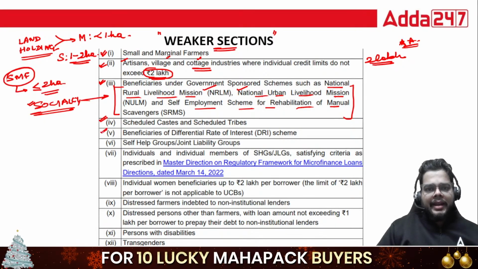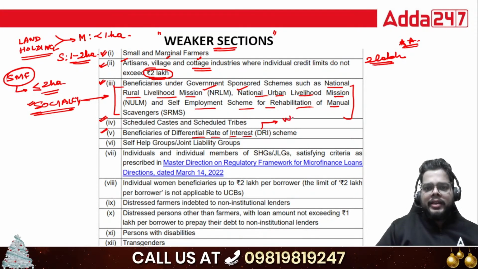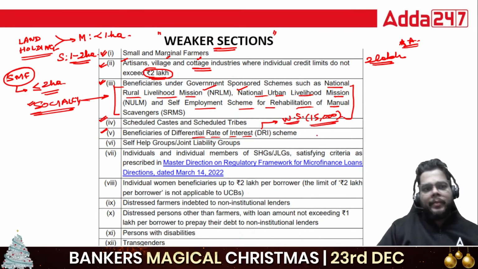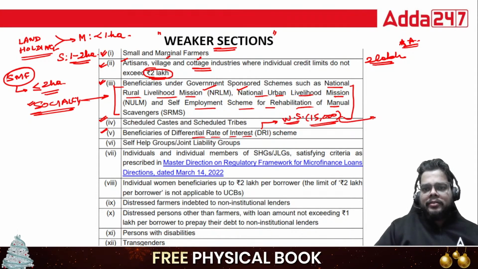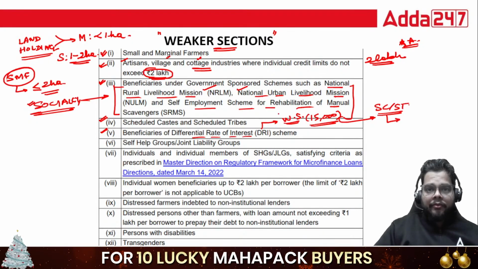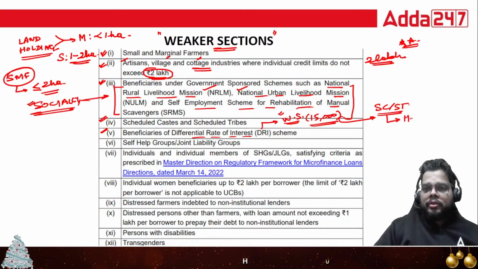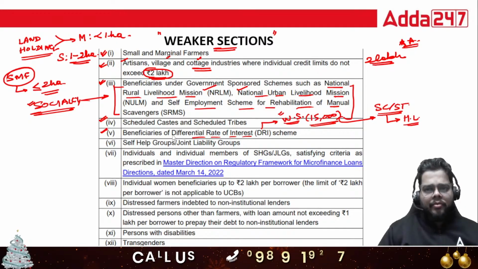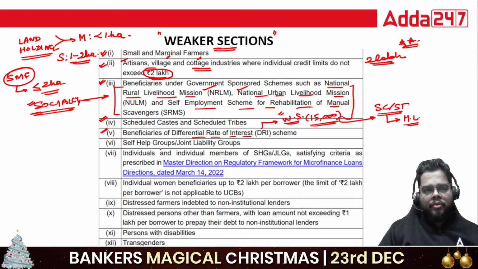Beneficiaries of DRI scheme, the differential rate of interest, where we target the weaker sections and we provide loans up to 15,000 to a particular individual. The micro loans we can call them. Along with that, in DRI, you will also find that the people from SC/ST community have an additional benefit apart from this loan, that they can also have some minor amount as a home loan as well.